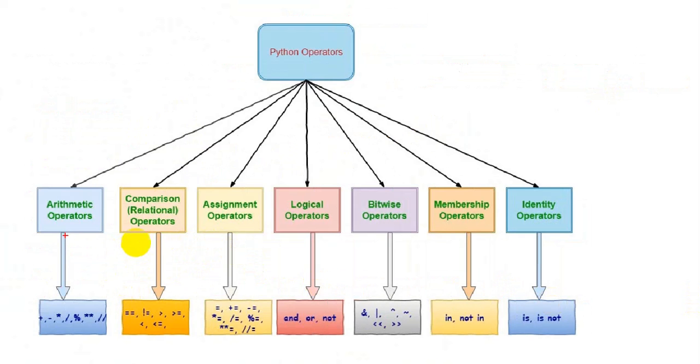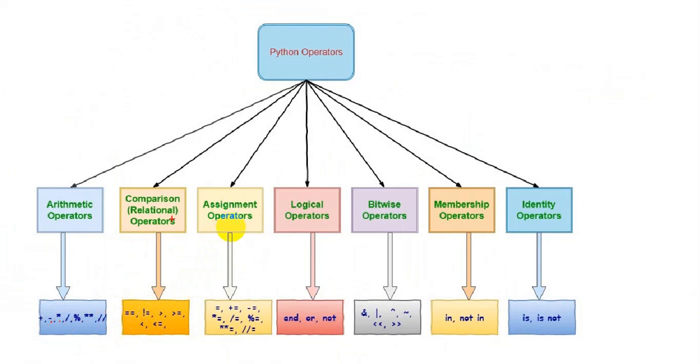Here we have the arithmetic operators. Plus for addition, minus for subtraction, star for multiplication, slash for division. The percentage is the modulo operator. Double star is the exponential operator. Double slash is the floor division.